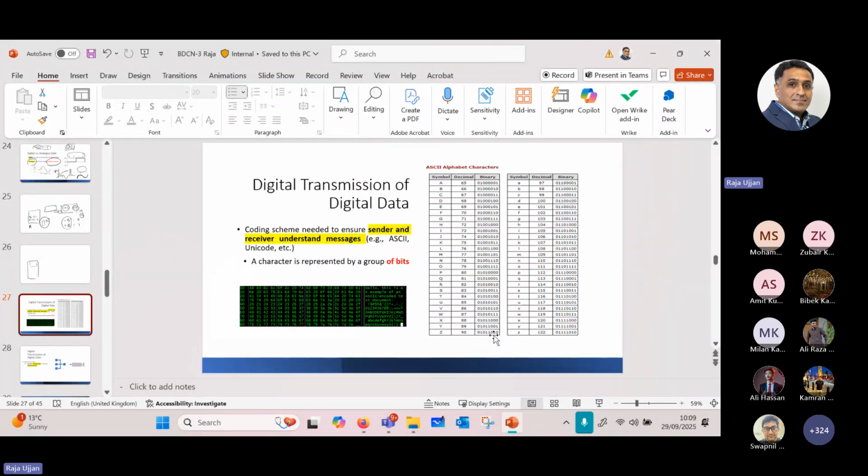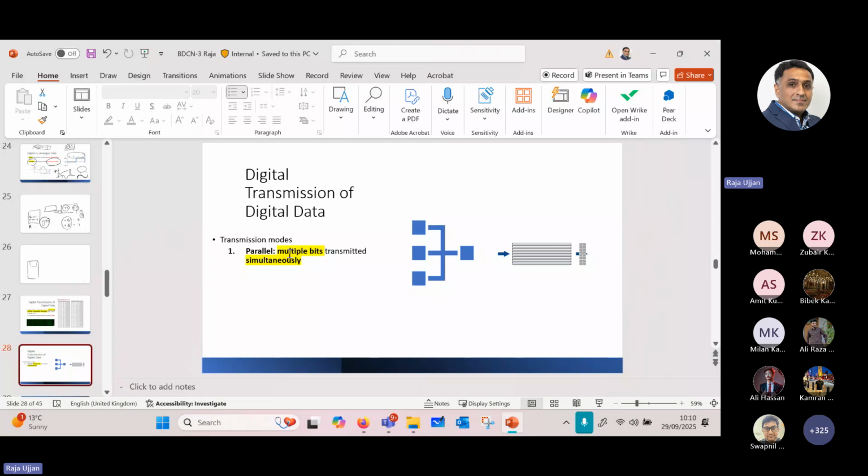That's it. Our logical circuits, our router, your mobile phone, they don't know what is A, what is G. They just know ones and zeros. And ones and zeros are just voltages, as we discussed, plus and minus, that's it. Digital transmission in parallel means the communication is going through in this form. The bits are in multiple lines.